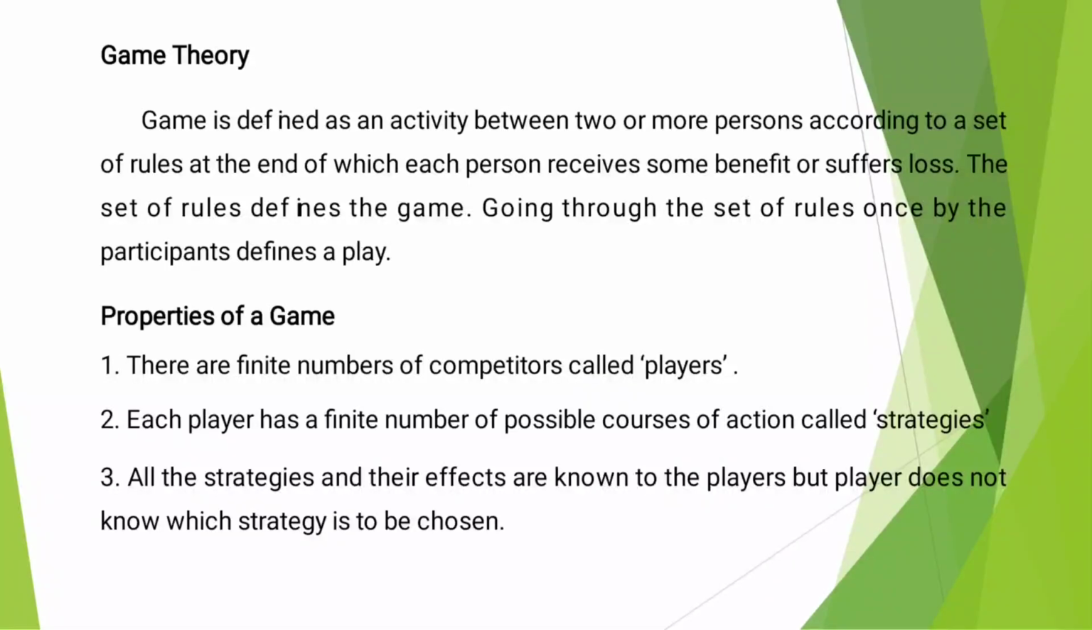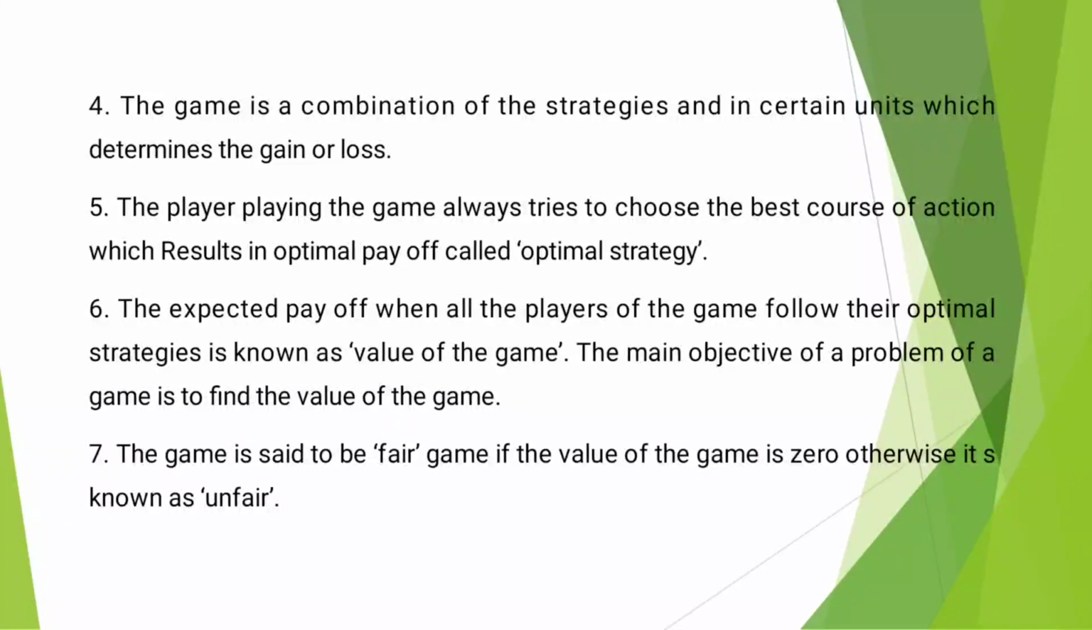Properties of a game. First one, there are a finite number of competitors called players. Each player has a finite number of possible courses of action called strategies. All the strategies and their effects are known to the players, but the player does not know which strategy is to be chosen. The game is a combination of the strategies and in certain units which determines the gain or loss.